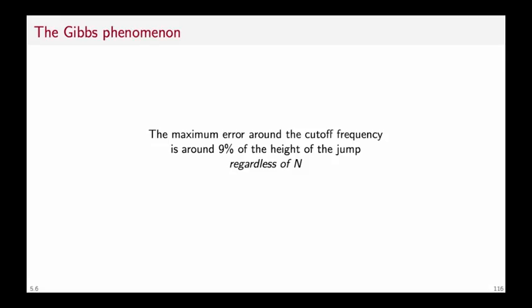We can prove mathematically that the maximum error around the cutoff frequency is about 9% of the height of the jump, regardless of the number of points. This is a standard result in approximation theory known under the name of Gibbs phenomenon. It always happens when we try to approximate a discontinuous function.